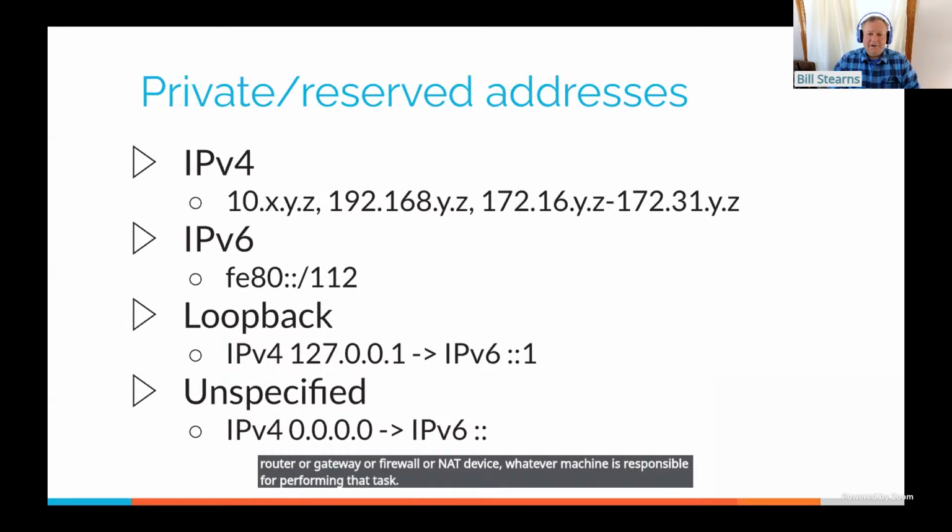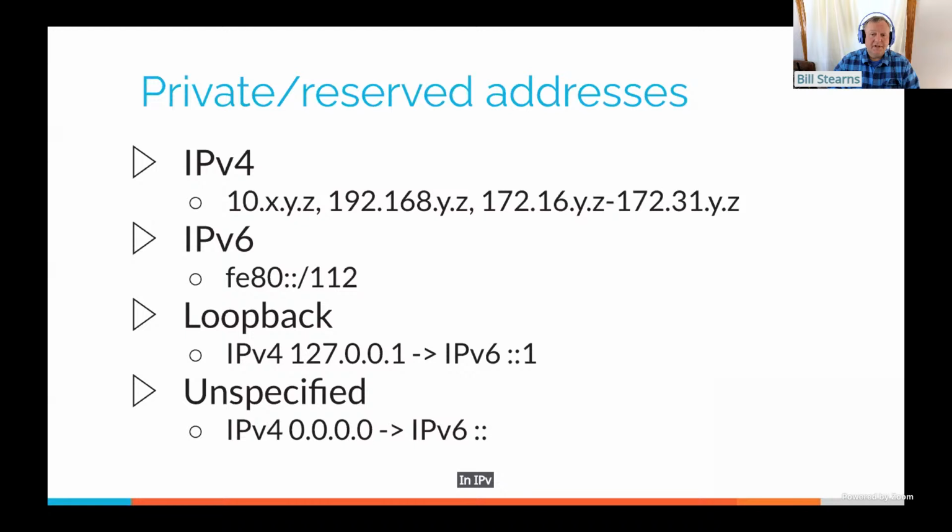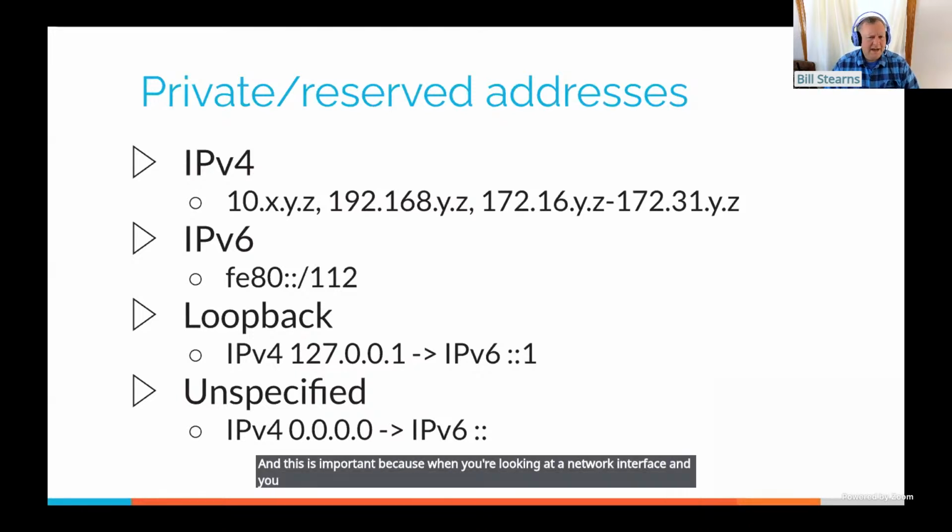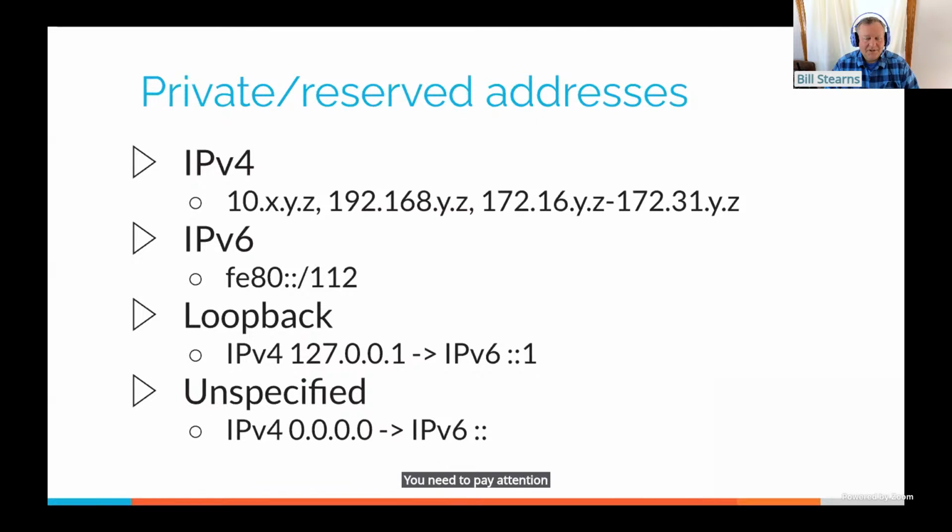In IP version 6, the reserved or internal addresses all start with FE80. And this is important because when you're looking at a network interface and you're trying to decide, do I have internet access on IPv6 or not, you need to pay attention to what the addresses start with.